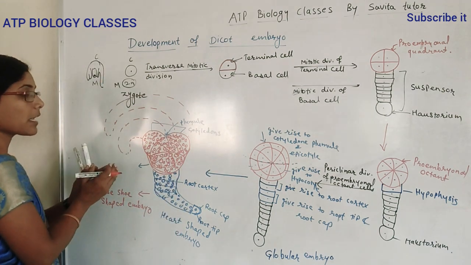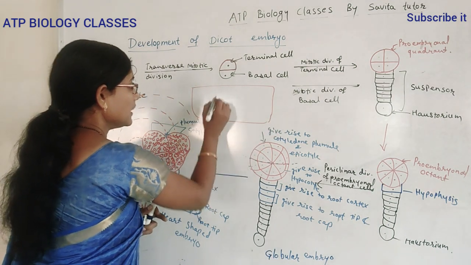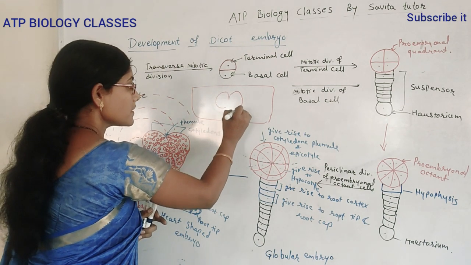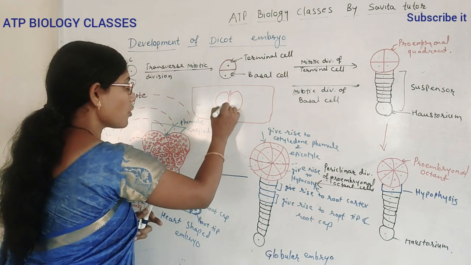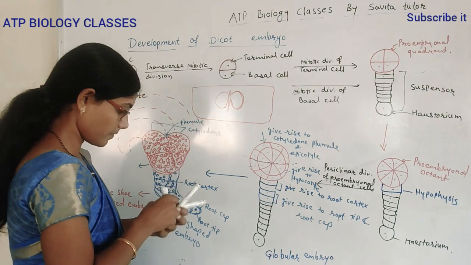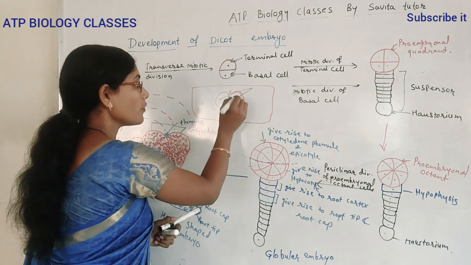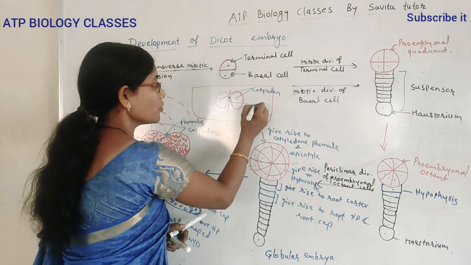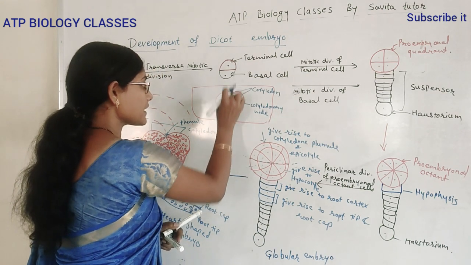Now how does this horseshoe shaped embryo look? That we can see in the seed. Suppose this is the seed. When we open the pea seed, we can see that there is an embryonal axis like this, and the two cotyledons are attached at one place like this. See here, this is a cotyledonary node. These two are the cotyledons. The role of the cotyledon is to store food. This is cotyledonary node. This complete part is the embryonal axis.